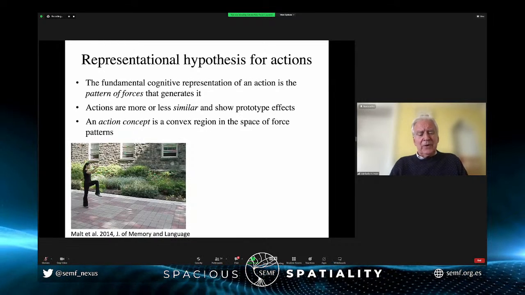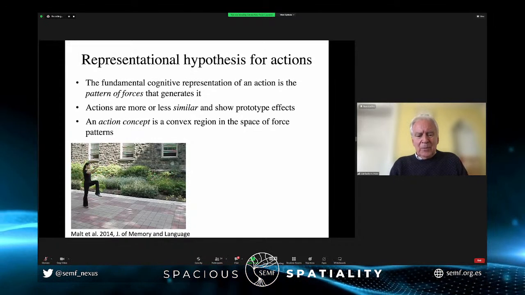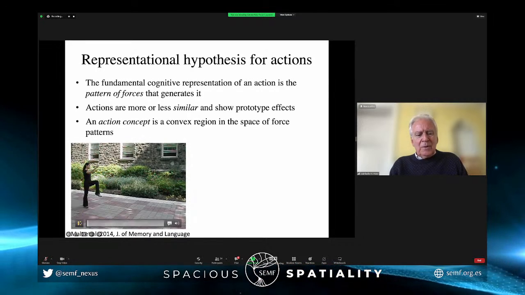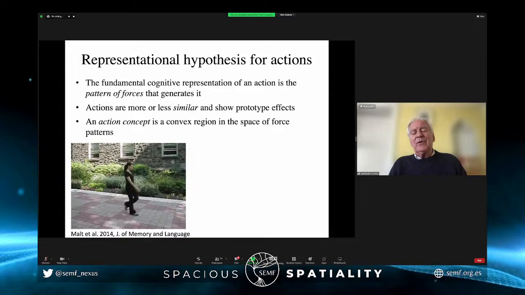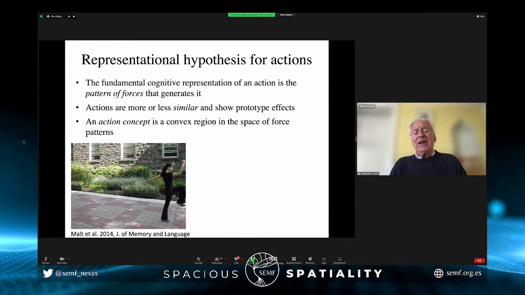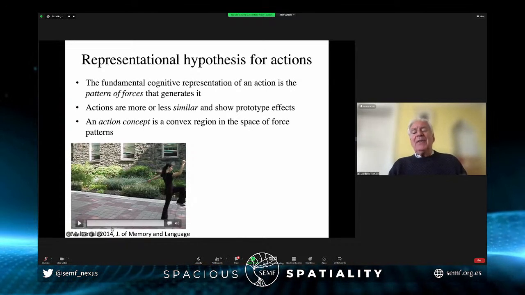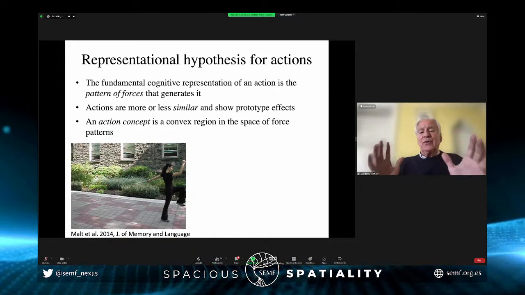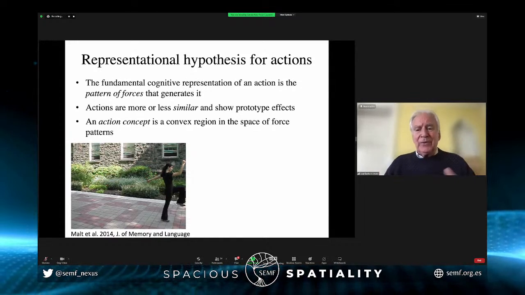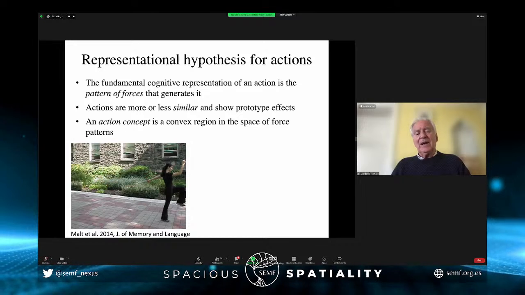So Barbara Malt and her colleagues made an experiment where they showed simple movies of this kind. I think I can play it for you. A human person performing different kinds of leg movements. Here they focused on leg movements. And they had 36 different, if I remember correctly, movements of this type. And then they asked the subjects who watched these movies to tell how similar they are. So these were, again, similarity judgments, just as you make similarity judgments with the Munsell colors.